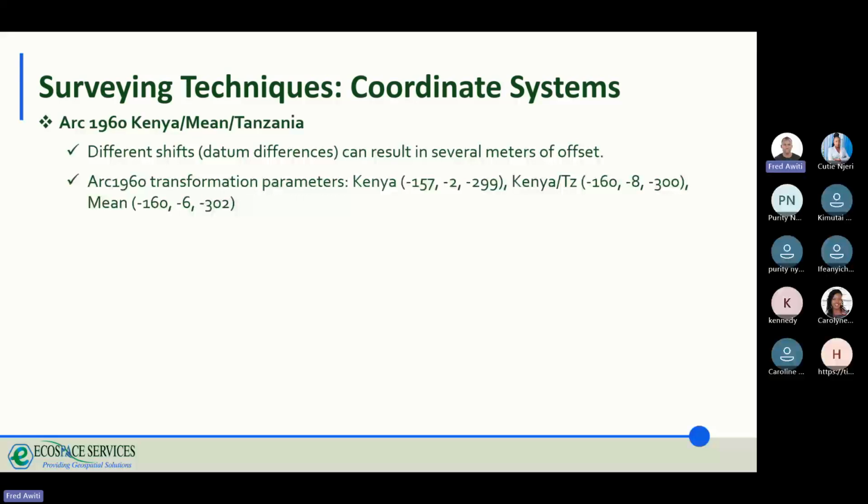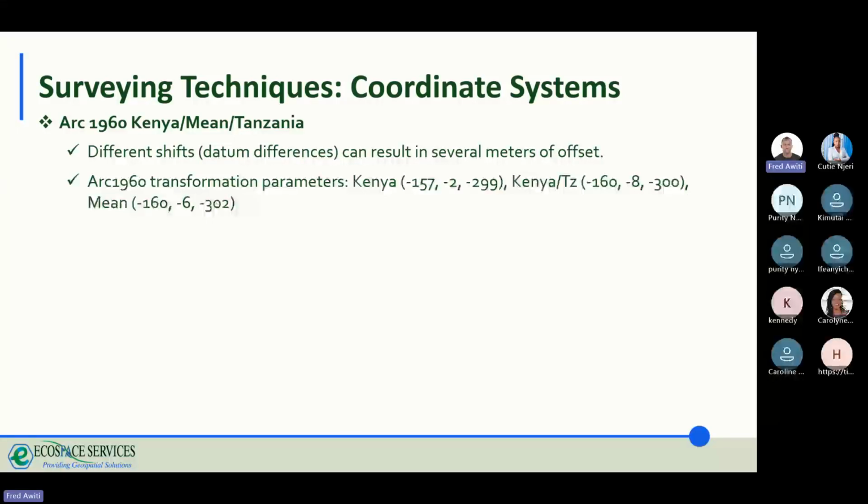The geographic coordinate system is WGS 84. So if you use a wrong one, then you're going to have some shifts in your results. So the key thing to note in the machines that we're using is that you need to be able to know what transformation parameters are the right ones to use.